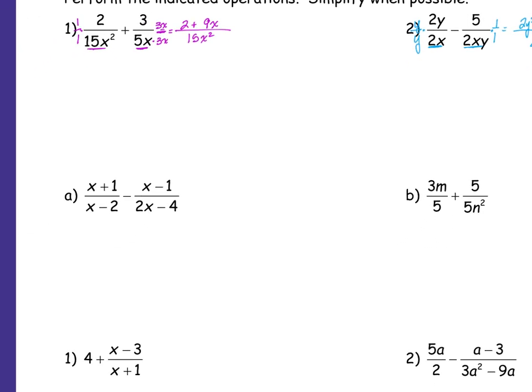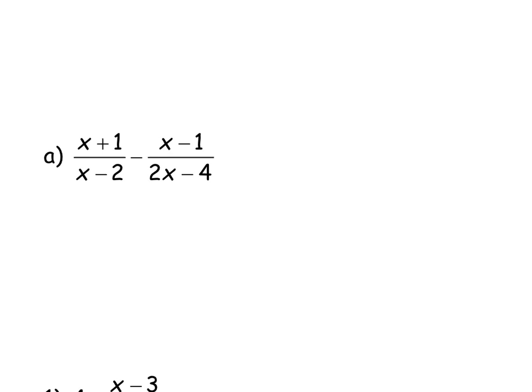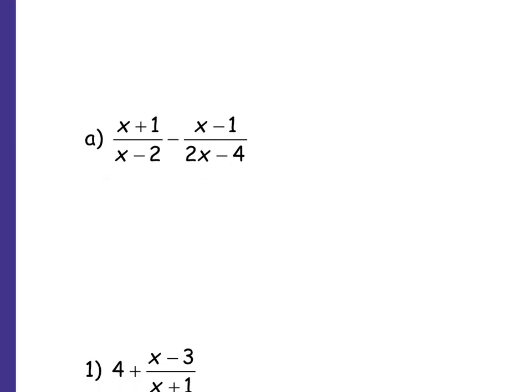At the first problem, I'm looking at letter A. For me, I'm going to factor a 2 out of that. So my common denominator is just 2 times x minus 2. That means this denominator needs a 2, so I'm going to multiply by 2 over 2. The second denominator doesn't need anything. So I get 2x plus 2 minus x plus 1.